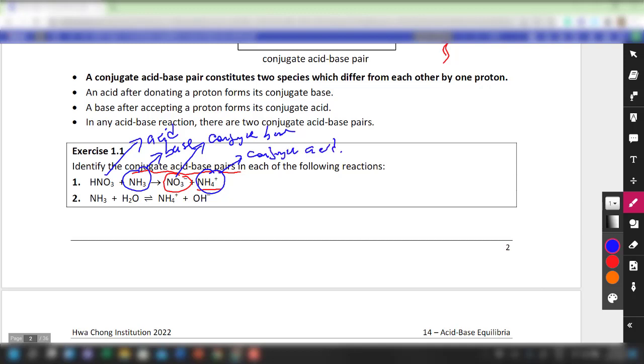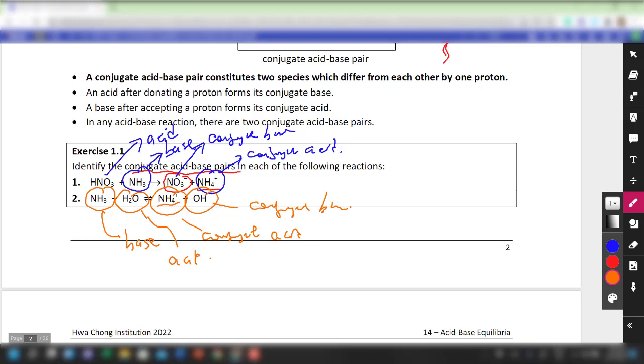Yep. And then for question 2, the same thing. Ammonia reacting with H2O and in the process forming ammonium again. So ammonia accepts a H plus from H2O, so we will call ammonia the base over here. And because H2O loses a proton, we will call H2O the acid. Of course ammonium is now the conjugate acid, and OH minus is now the conjugate base.